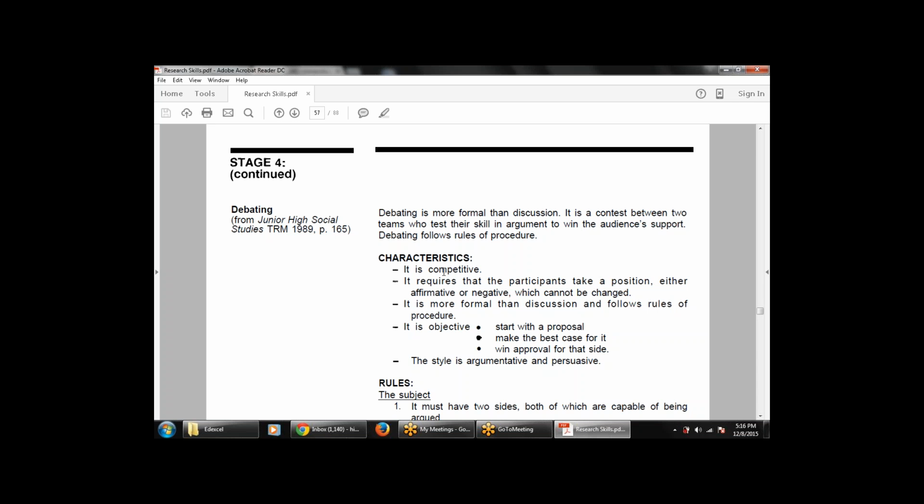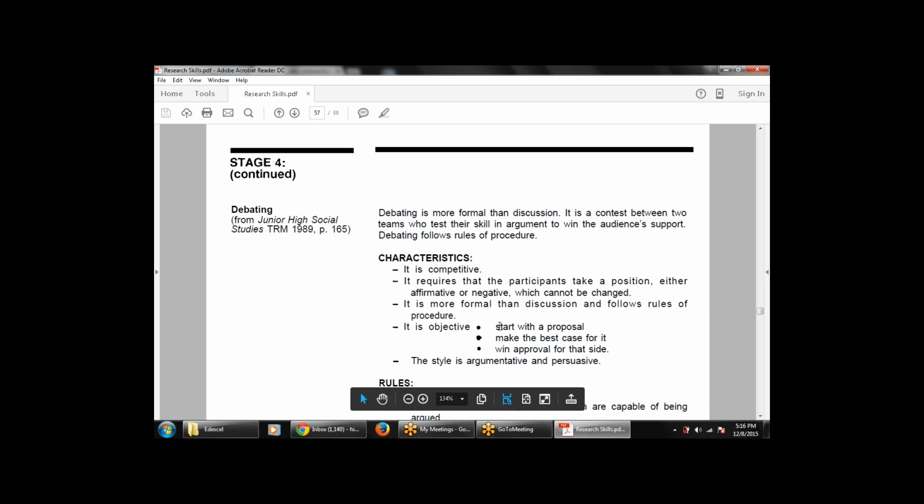Then it requires that the participants take a position, either affirmative or negative, which cannot be changed. That is, the participant takes a position in debating, whether the first position, second position, third position, and it cannot be changed. And it is more formal than the discussion and follows the rules of the procedure. So whatever rule is followed, that is followed in debating.